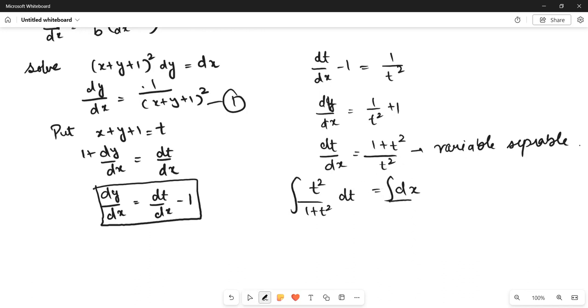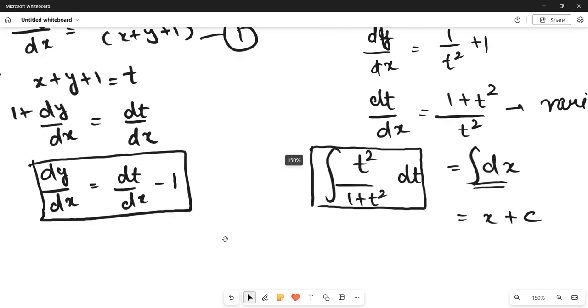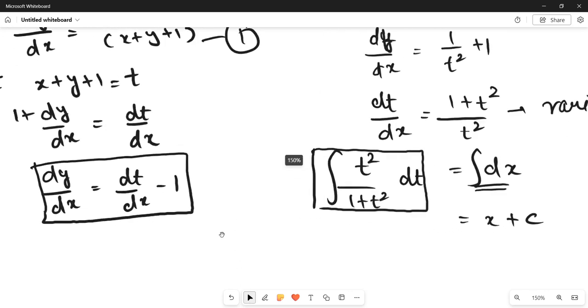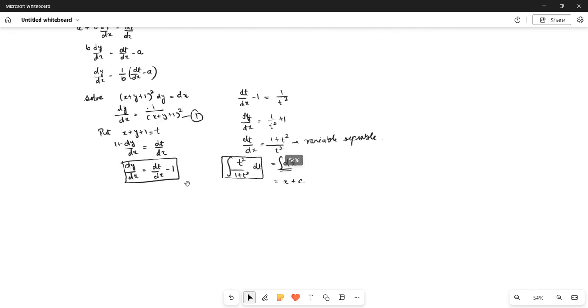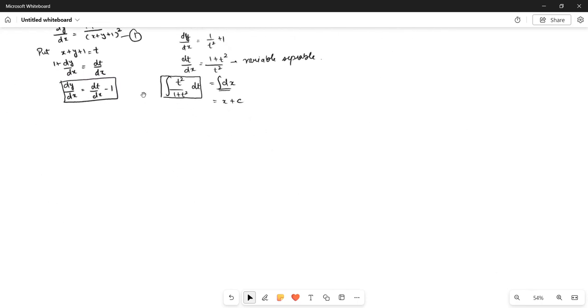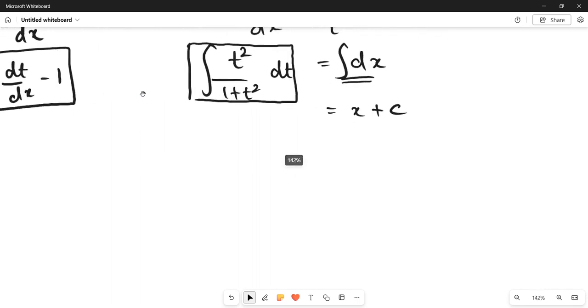We can easily find the integration of the right side, that would be x plus a constant c. Now the question arises, how can you find the integration of the left side? To find this integration, firstly, we will add 1 and subtract 1 in the numerator. To solve this equation further, we will add 1 and subtract 1.